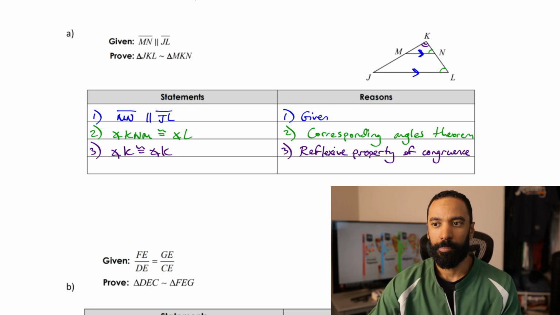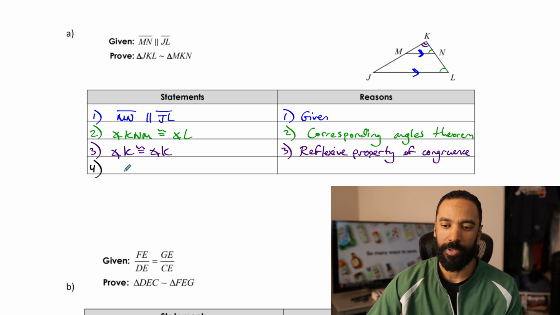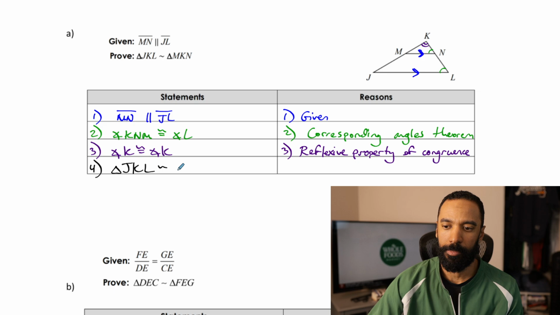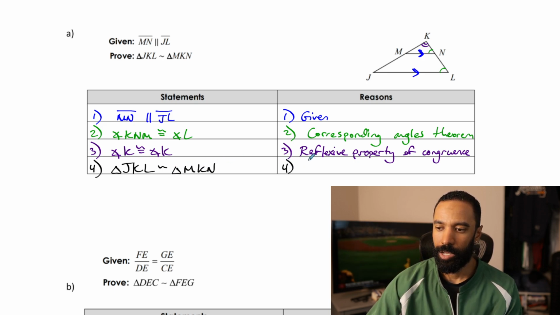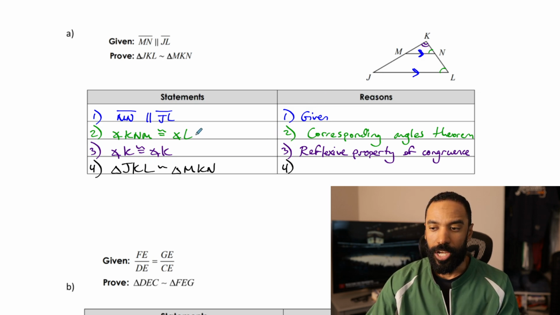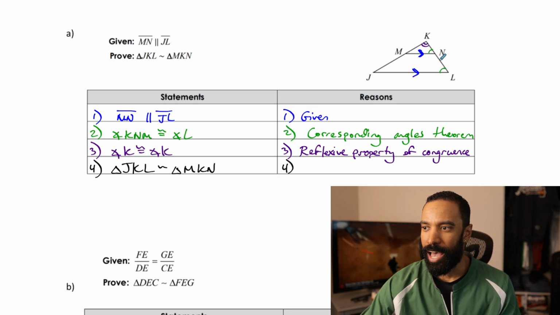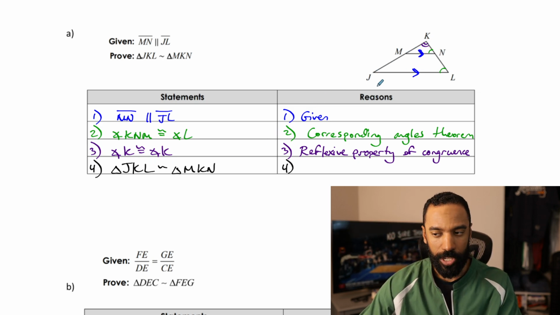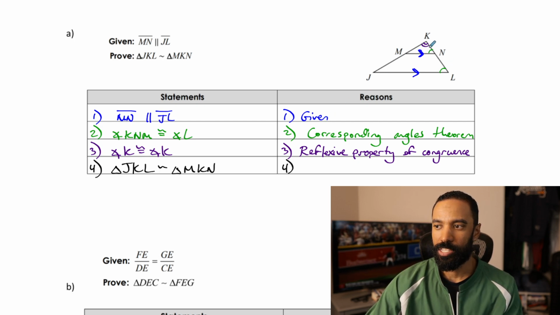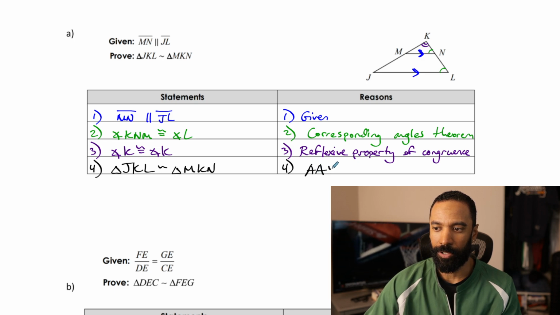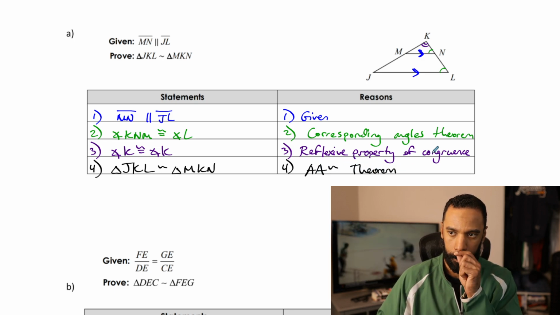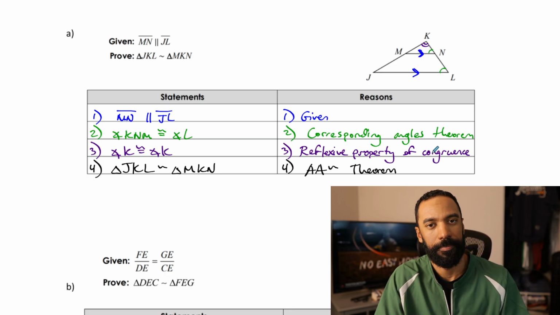And finally, the proving statement, right? So the proving statement, and it looks like those fit perfectly: triangle JKL is similar to triangle MKN. Why? JKL, MKN. Looks good. Two sets of corresponding angles that are congruent with each other. The angle similarity theorem. Done. Oops.